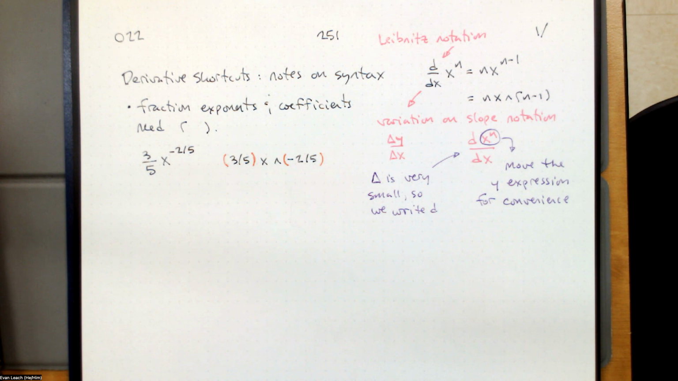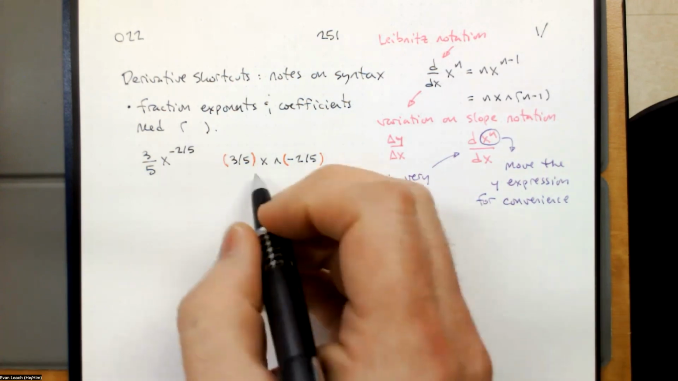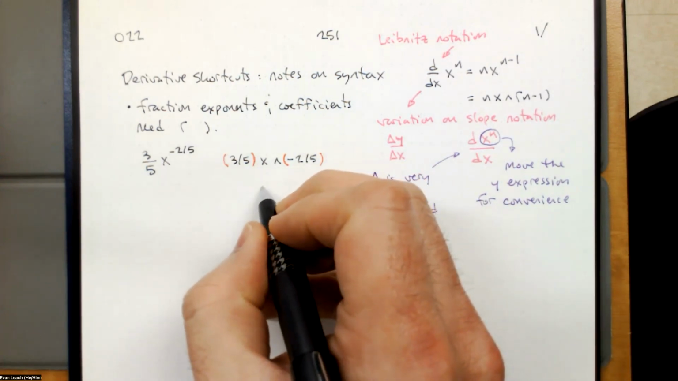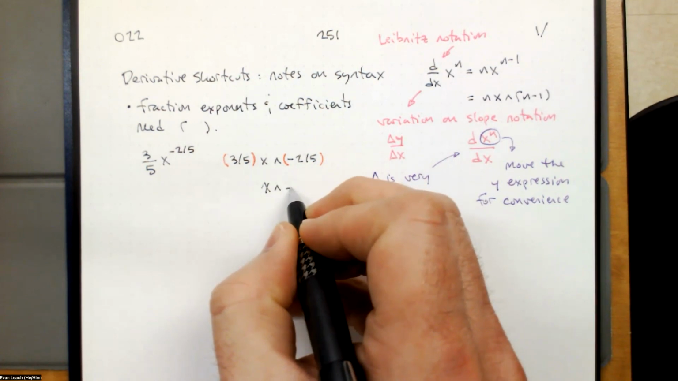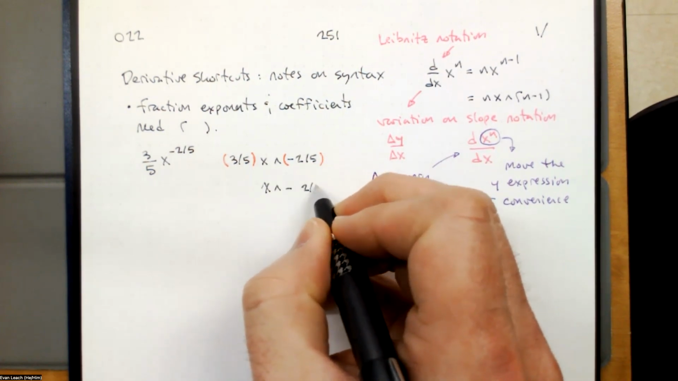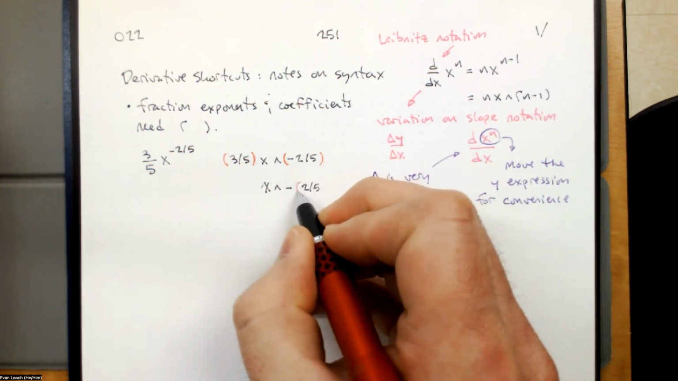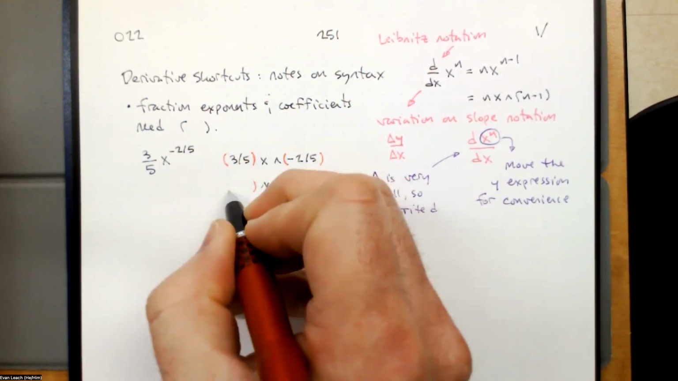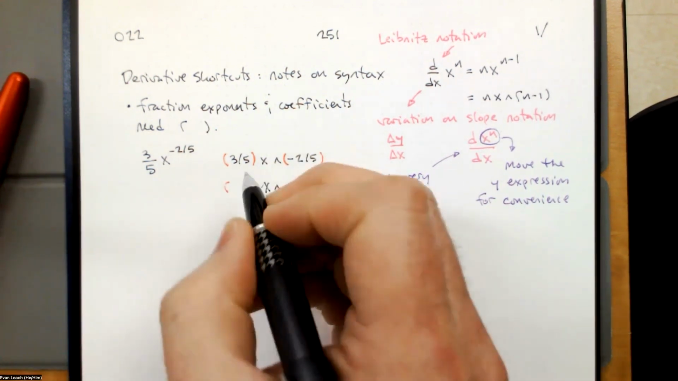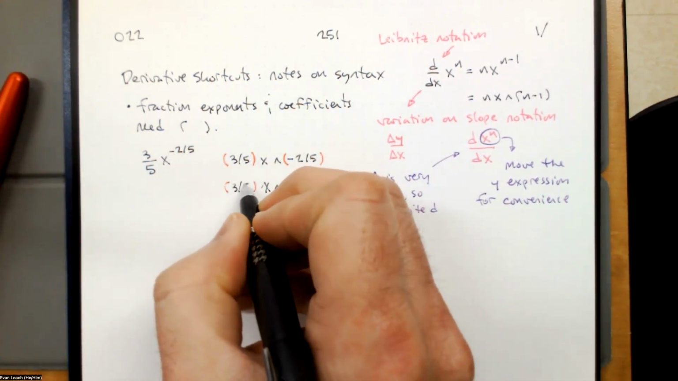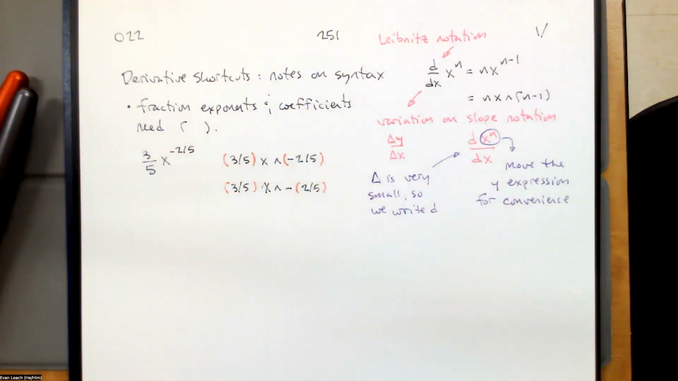So if we want to write this expression with the negative exponents, we want to say 3/5 times x to the negative 2/5. The other acceptable way to write this with a negative exponent would be to say x to the negative 2/5. But to keep everything nice and clear, we want to separate out our operations.